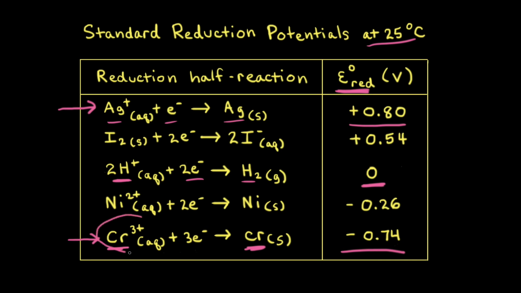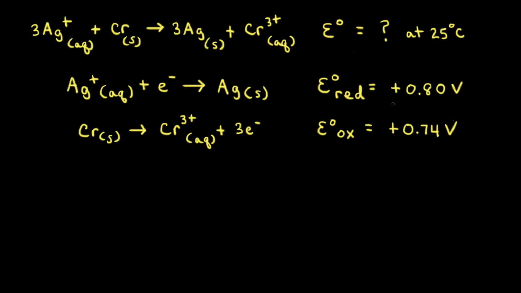But since we need this half reaction written as an oxidation half reaction, if we were to reverse this half reaction, how it's written, we would need to change the sign of the voltage. So the standard oxidation potential would be positive 0.74 volts. So I've gone ahead and written in the voltages for our half reactions. The standard reduction potential for our half reaction was positive 0.80 volts, and the standard oxidation potential for our half reaction is positive 0.74 volts.